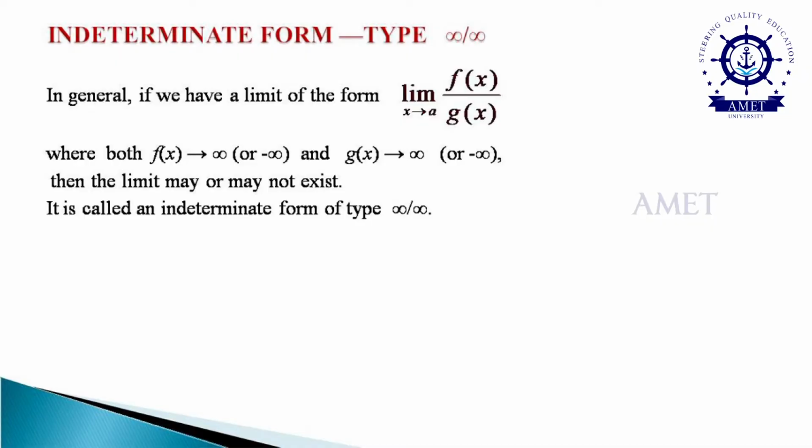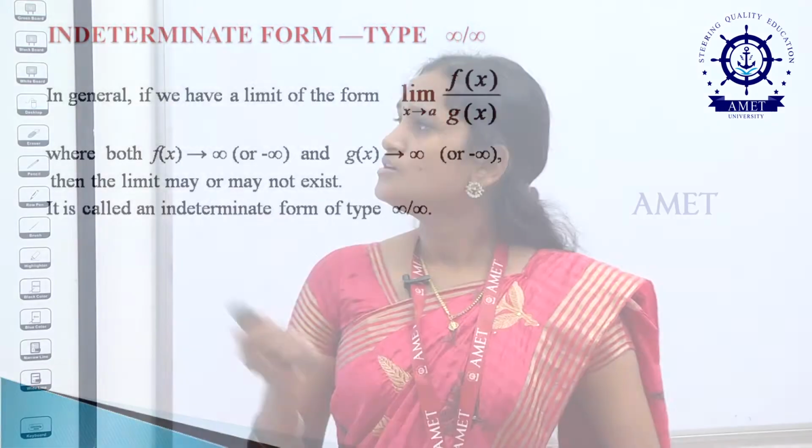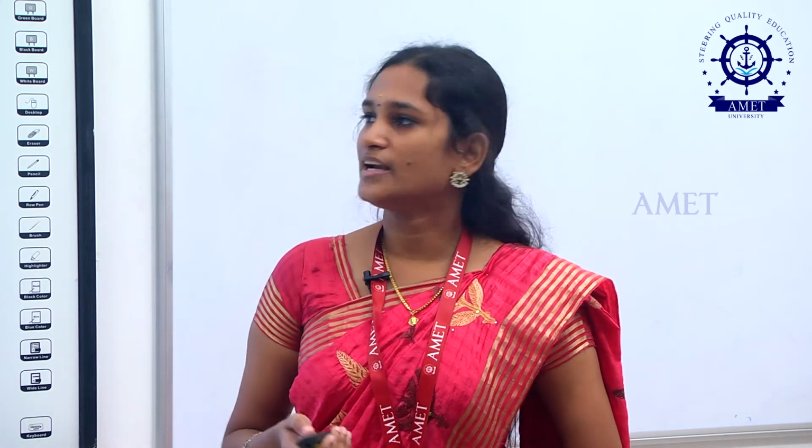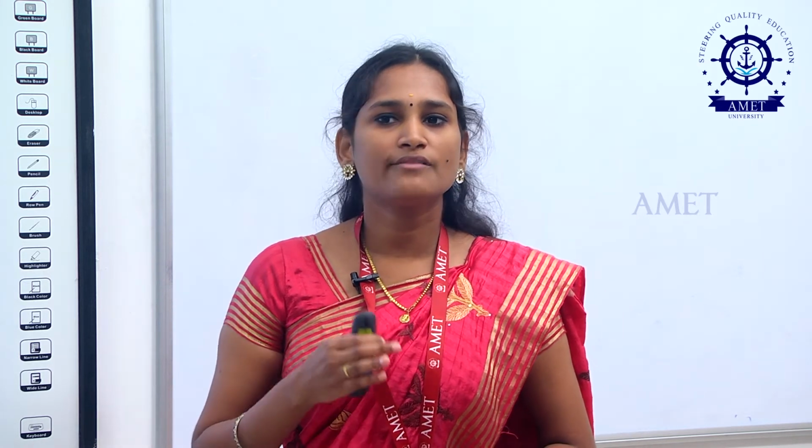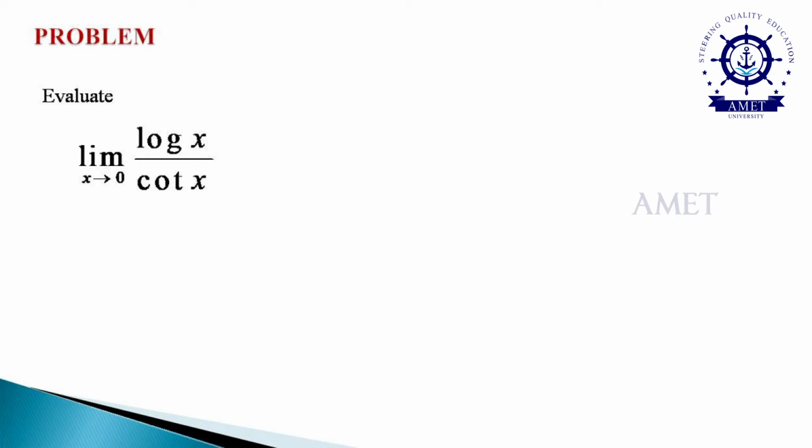The next type is the infinity by infinity indeterminate form. The same thing: substitute the limit value of x in the numerator and denominator. If the answer is numerator infinity and denominator infinity, it has an infinity by infinity form. Whatever we do for the 0 by 0 form, we do the same procedure for infinity by infinity. Once you get infinity by infinity, again we use the L'Hospital rule. The procedure is the same as for the 0 by 0 form. Next we continue with the infinity by infinity problem.